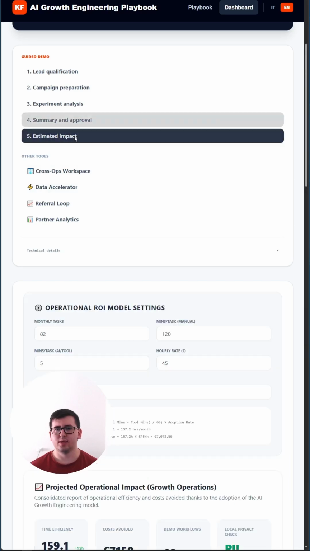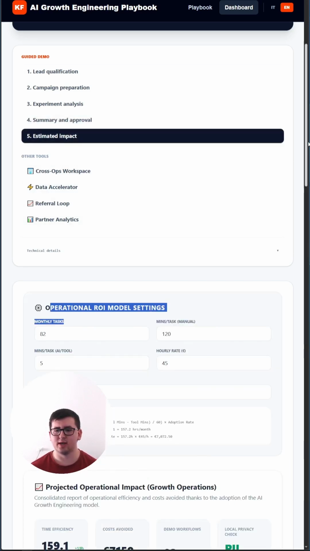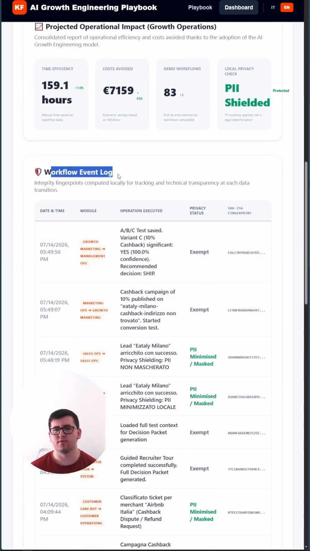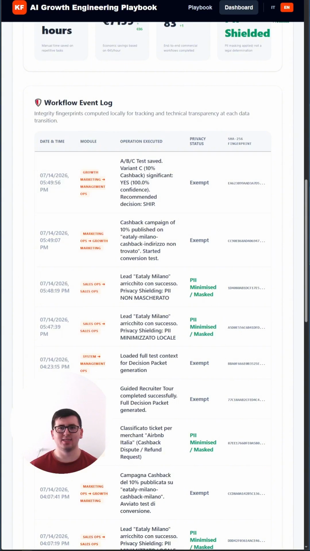And after all this, you have the estimated impact of everything, operational AI model settings. This is something more, of course, with all the workflow event log, who did what and why. So you have all saved. And why is this important, the workflow event log? It's important because you can see if the tool that you created is really used in the company, and get even feedback in some cases.